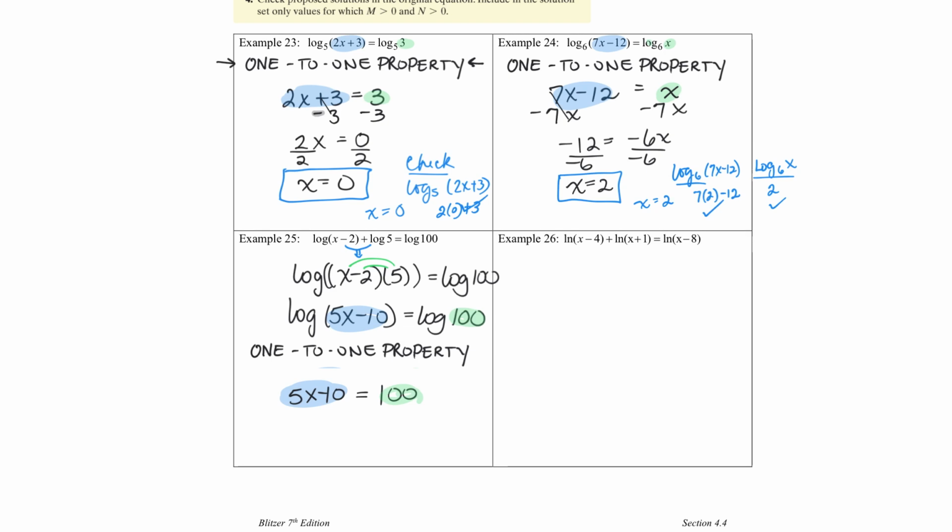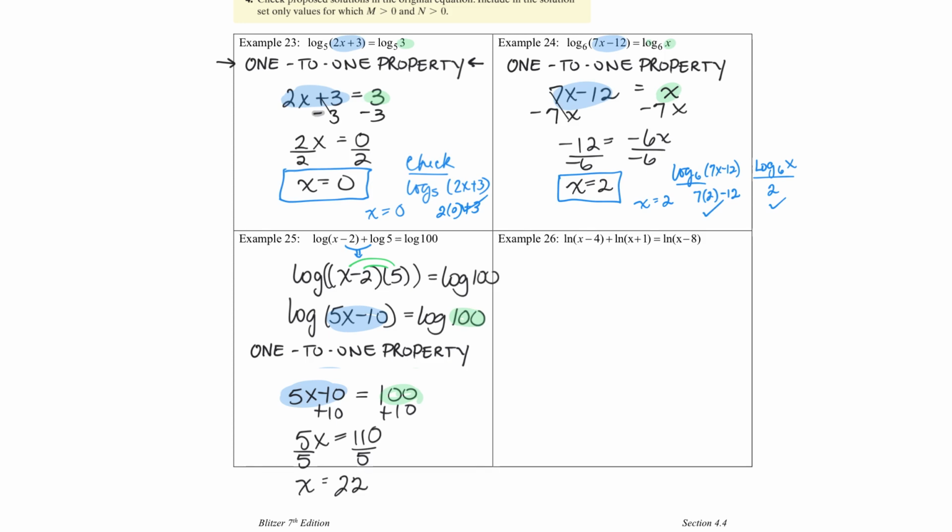So the first thing I'm going to do to solve this particular equation is add 10 to both sides. So I'm going to get 5x equals 110. And then I'm going to divide both sides by 5, and I'm going to get that x is equal to 22. Okay? And then I need to check that proposed solution in my original equation, right?